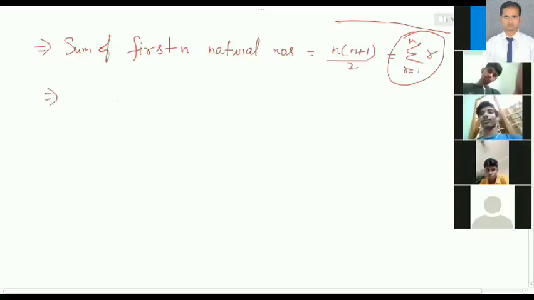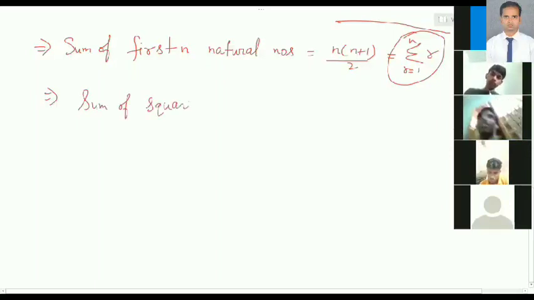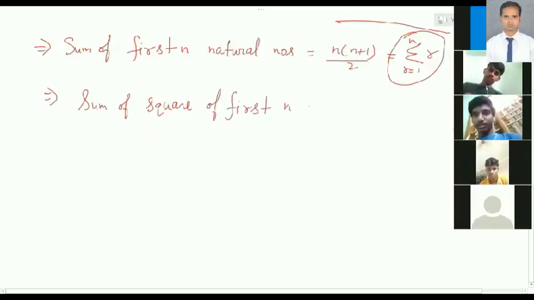Sum of squares of the first n natural numbers. What is the formula? Sum of squares: n into n plus 1 into 2n plus 1 by 6. The sum of the first n natural numbers will be what? What will be the formula?